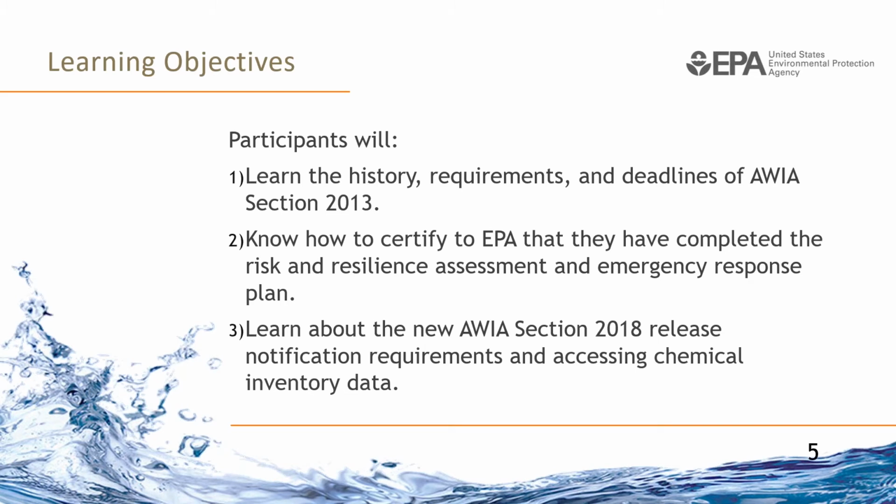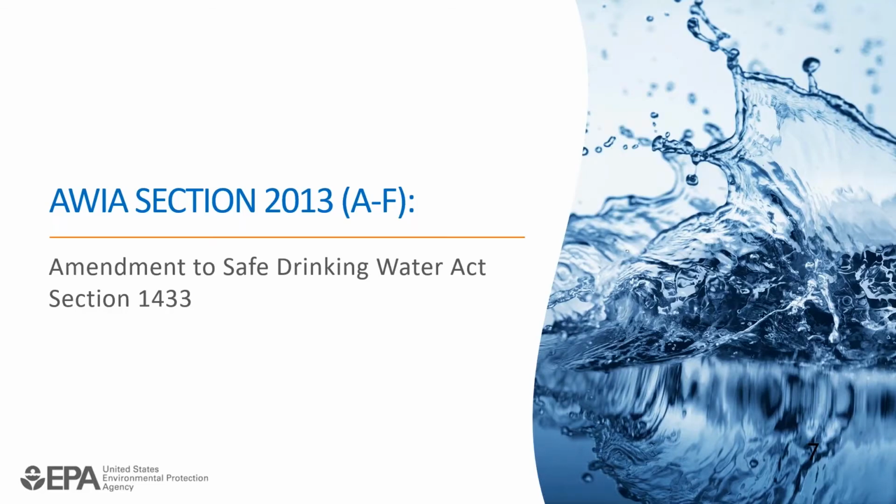So to get to the content for today, we have 3 main goals. The first is to understand the history, requirements, and deadlines of Section 2013 of AWIA. The second is to review the 3 methods by which you can certify to EPA that you have completed your AWIA compliant risk and resilience assessment and emergency response plan. The third goal is to learn about the new chemical spill release notification requirements and accessing chemical inventory data, which is AWIA Section 2018. So let's get to it.